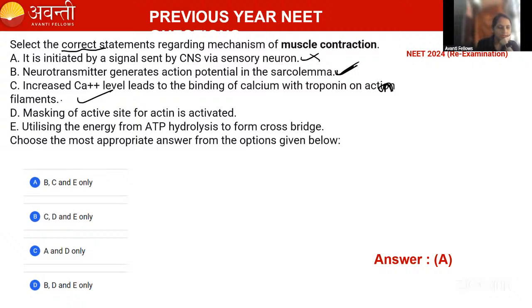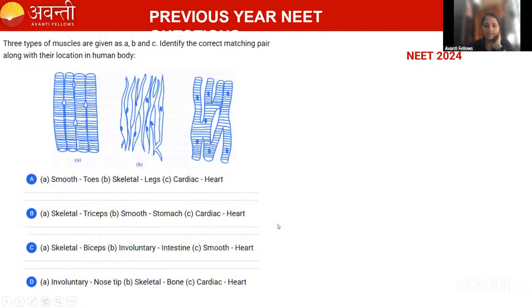Then coming to the masking of the active site. No, it is not masking. It is unmasking. Unmasking, right. Then utilizing the energy from the ATP hydrolysis to form the crossbridge. Yes, the myosin head is going to be energized. Right, so that's why it is utilizing the ATP. The E is also correct. So that's why option A is the correct answer.